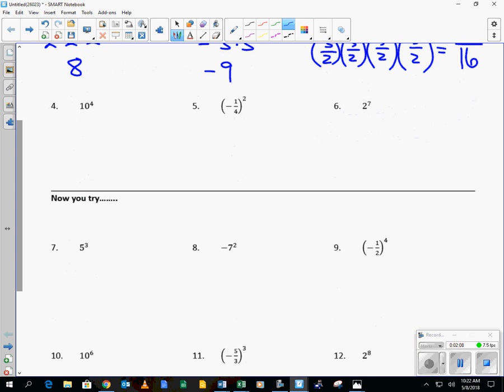10 to the fourth. 10 times 10 times 10 times 10. A grand total of 10 times 10 is 100, times 10 is 1,000, times 10 is 10,000.